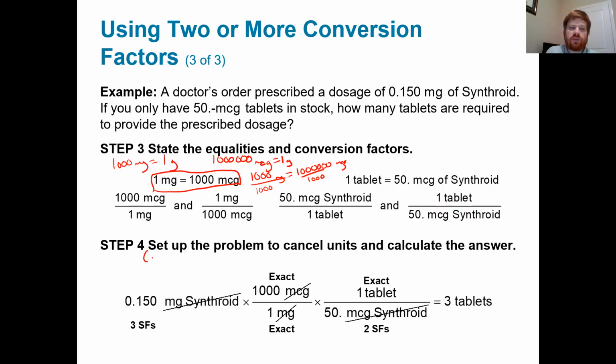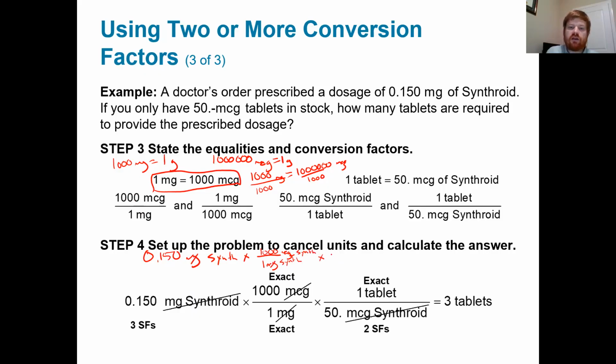If we're starting from 0.150 milligrams of Synthroid, well then our first one, we know that we have to cancel out the milligrams. So the milligrams has to be in the denominator, 1 milligram Synthroid. And then micrograms is going to be on top. That's 1,000 micrograms of Synthroid. Okay, so milligrams cancel out.